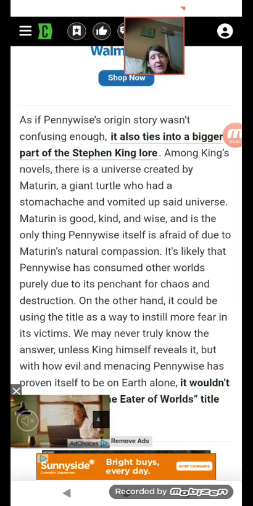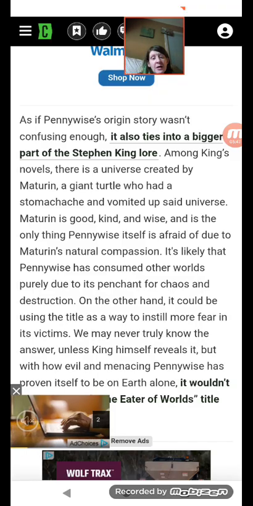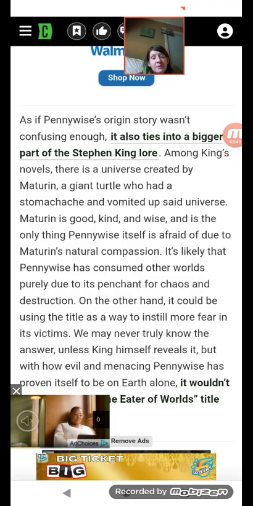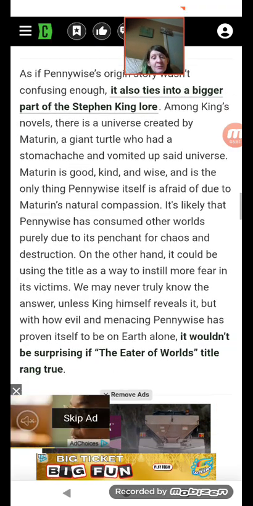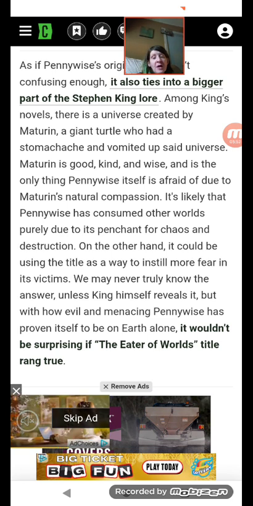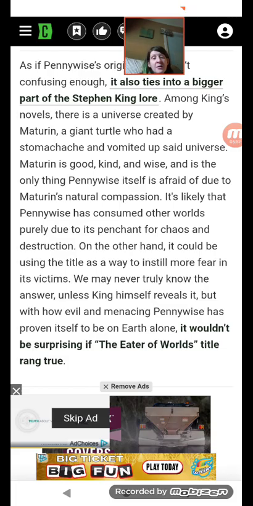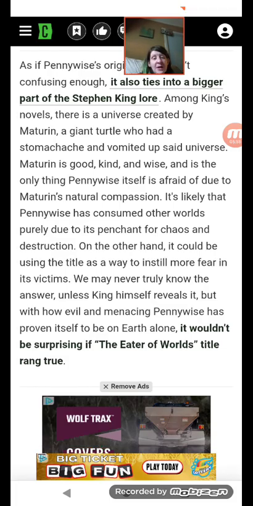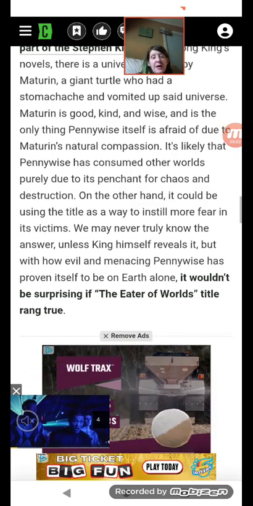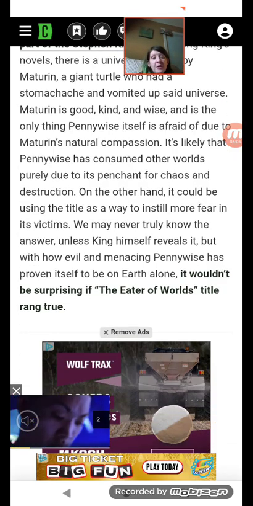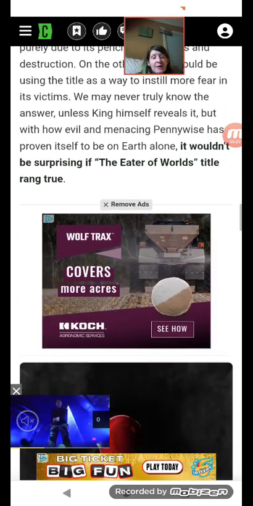On the other hand, it could be using the title as a way to instill more fear in its victims. We may never truly know the answer unless King himself reveals it. But with how evil and menacing Pennywise has proven itself to be on Earth alone, it wouldn't be surprising if the Eater of Worlds title rang true.